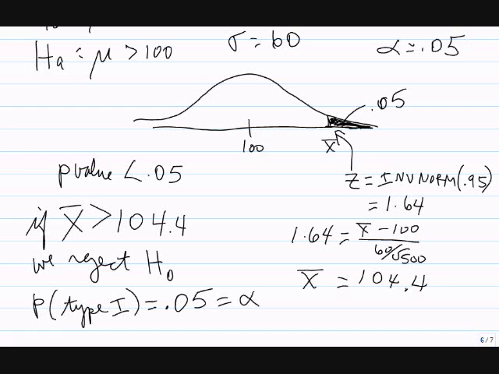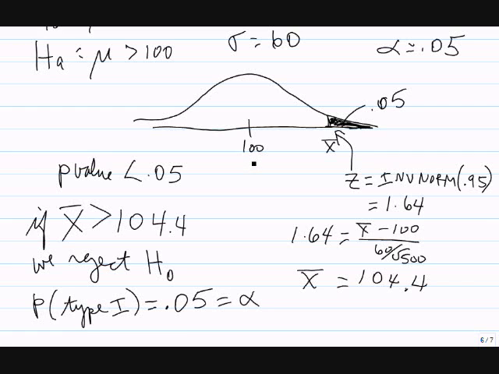Okay. Alpha is always the probability of the type 1 error. So that's easy. That's really easy to control. The probability of the type 1 error is the easy error to control. So 5% of the time I'm going to reject this null hypothesis when 100 was actually true.